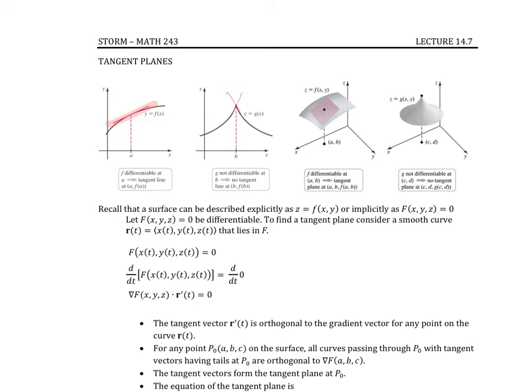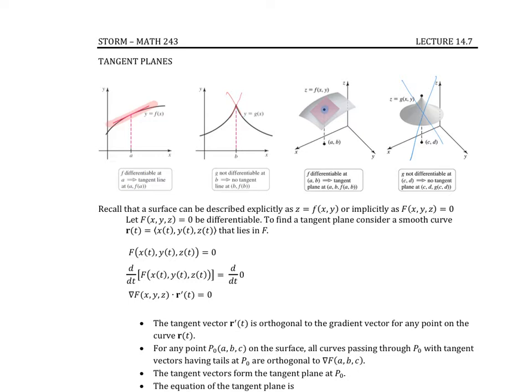If you look at a surface and you're looking at some point on your surface, it's possible, if your function is differentiable, to find a tangent plane at that point on the surface. If it's not differentiable, then you cannot find a tangent plane at that point. So what we'd like to do now is to come up with the equation for a tangent plane at any point on a differentiable surface.